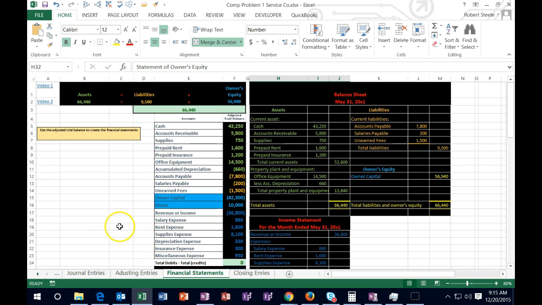Now this month we're assuming May has closed, and we want to think about the idea that these accounts that are temporary, being the income statement and draws, need to be closed out, start over, so that we can then move into the next month and record the activity for the next month. So we're going to go to the closing tab.